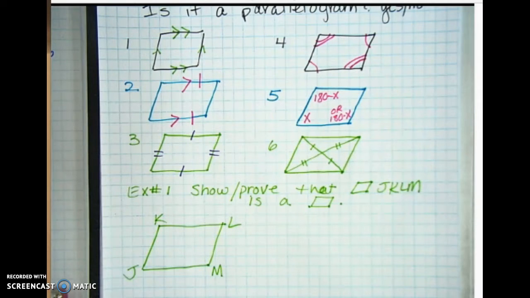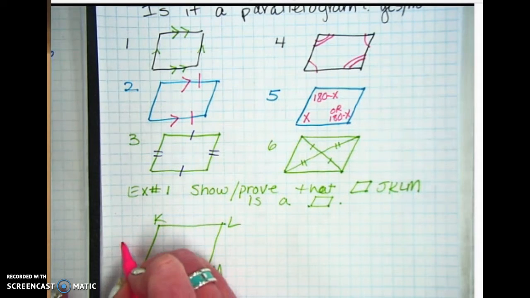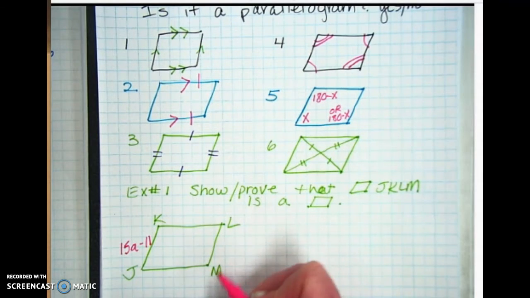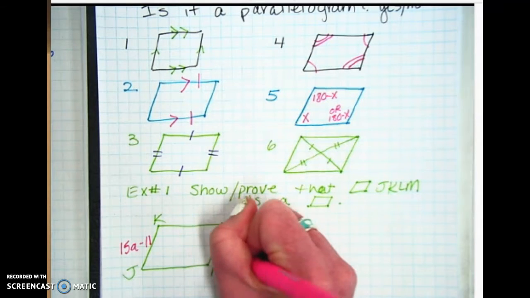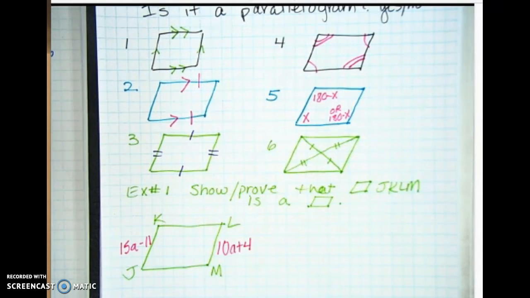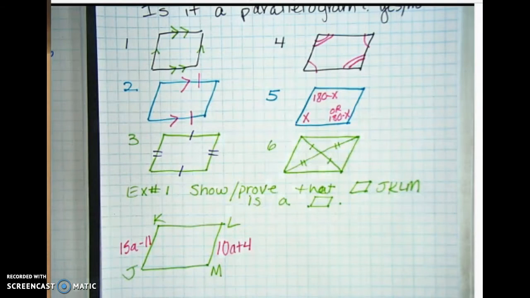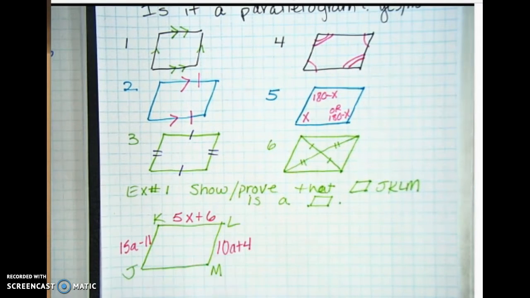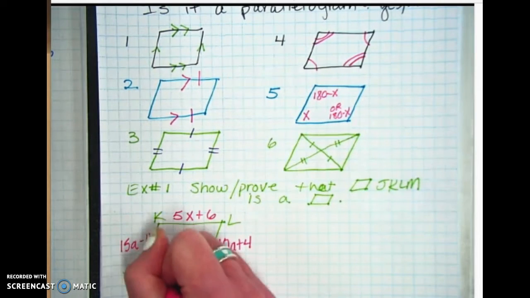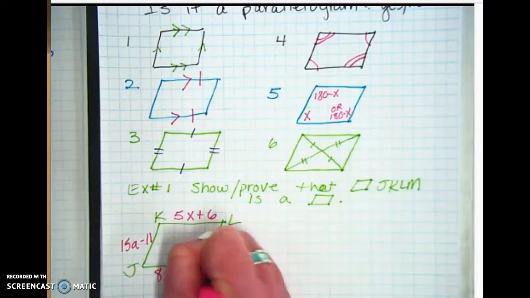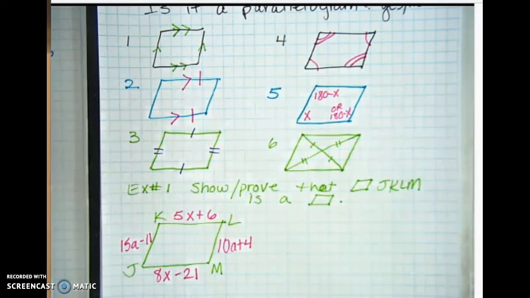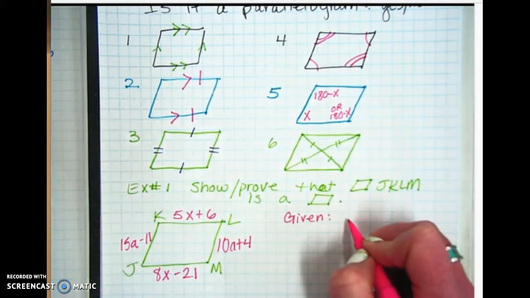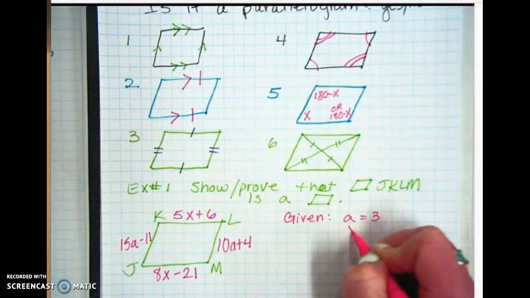And then we're going to go for some measurements. So the left side is going to be 15a minus 11. And the right side, LM, is going to be 10a plus 4. And then we've got the top and the bottom. So the top is going to be 5x plus 6. And JM, the bottom, is going to be 8x minus 21. Okay? And I'm going to give you some values. So given that A is 3 and X is 9.